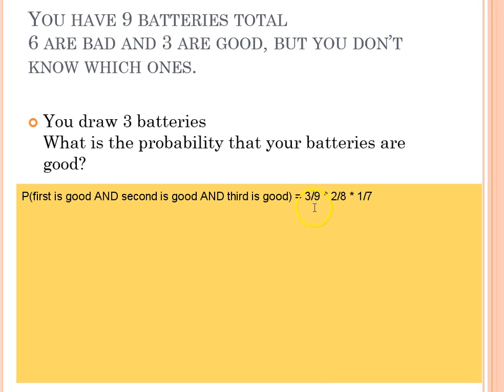Here we start out with 3 because there are 3 good batteries, and then there are only 2 when we've taken one out, and then there's only 1 remaining for that third draw. When we calculate this out, we'll see it's 0.0119, and that's our final answer.